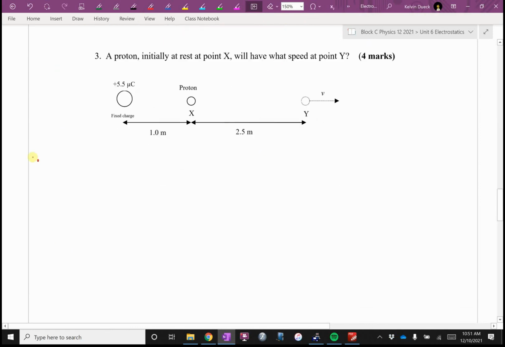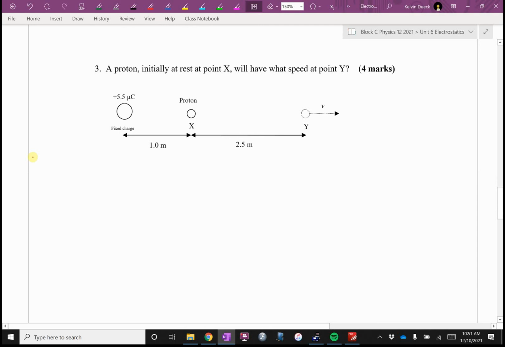But number 3 had some teeth. A proton initially at rest will have what speed at point Y? Is this asking how much work? So how am I going to solve this then? This is conservation of energy. This is like dropping an object and using energy to find out how fast it's going to hit the ground, except stuff falls up. Okay.